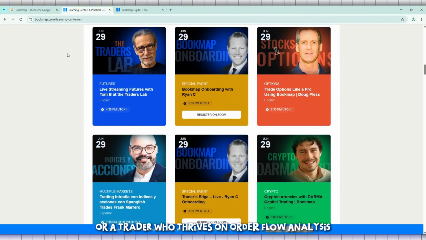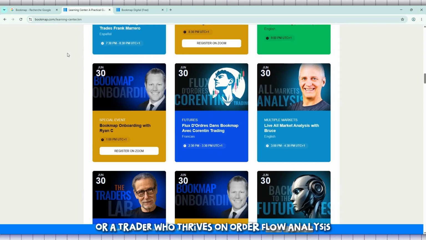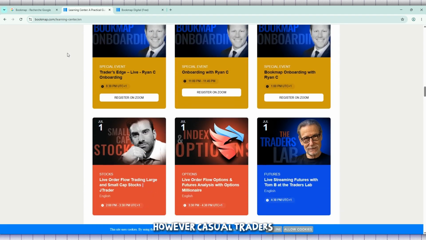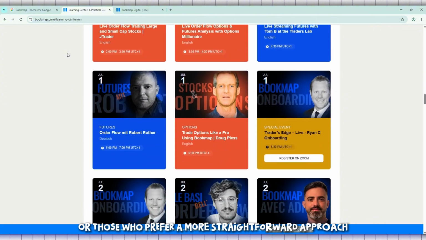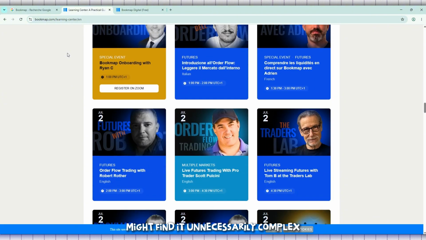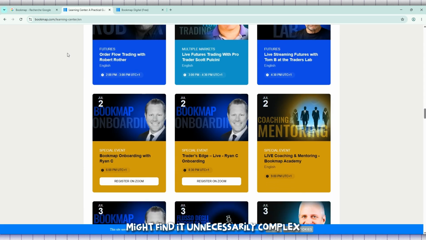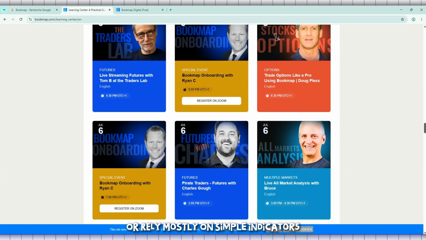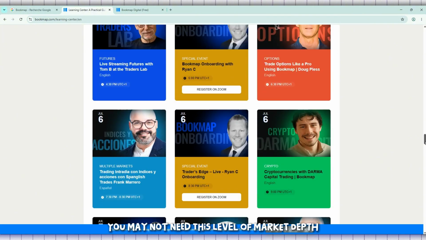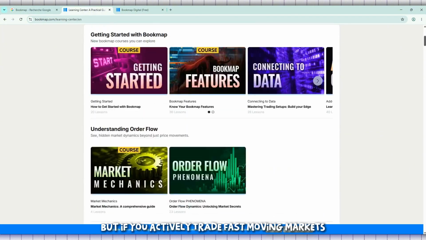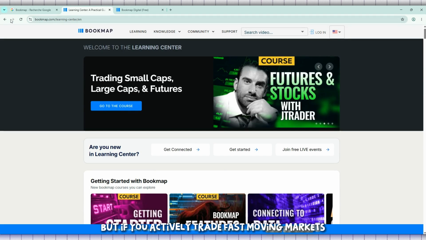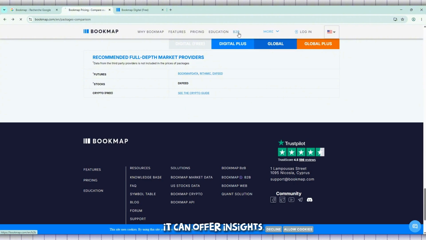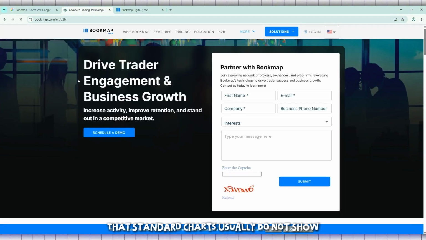If you're a scalper or a trader who thrives on order flow analysis, Bookmap could be a fantastic fit. However, casual traders or those who prefer a more straightforward approach might find it unnecessarily complex. If you only place a few trades occasionally or rely mostly on simple indicators, you may not need this level of market depth. But if you actively trade fast-moving markets and want to understand liquidity in real time, it can offer insights that standard charts usually do not show.